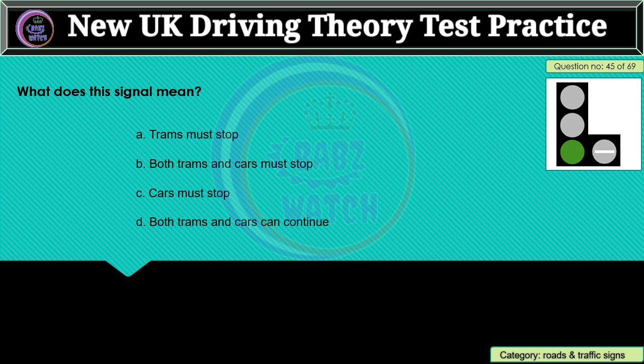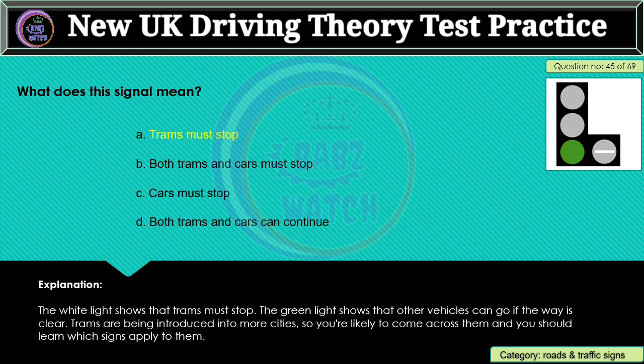Question 45 of 69. What does this signal mean? A. Trams must stop. B. Both trams and cars must stop. C. Cars must stop. D. Both trams and cars can continue. The correct answer is A.